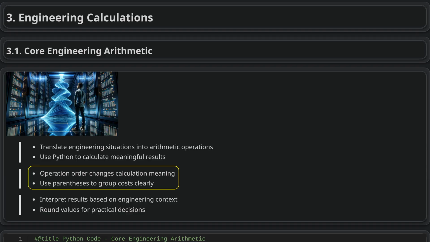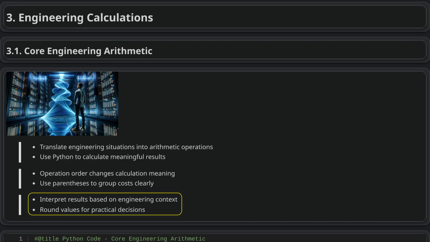In engineering calculations, the order of operations can change the final result, so grouping steps correctly is essential. Cost estimates, cycle time averages, and energy calculations can all be wrong if parts of the calculation are combined in the wrong order. Python follows standard arithmetic rules, but parentheses help make your intent clear and your results accurate.